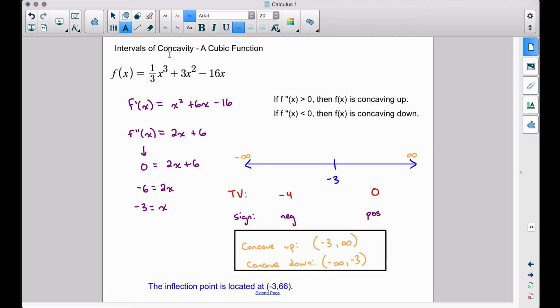And there you have it, an example of finding the intervals of concavity. We have a cubic function here. We have been talking about this cubic function for quite some time now in terms of maximums, minimums, intervals of increasing, intervals of decreasing, and now our intervals of concavity.